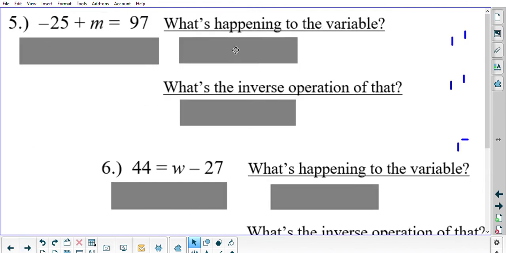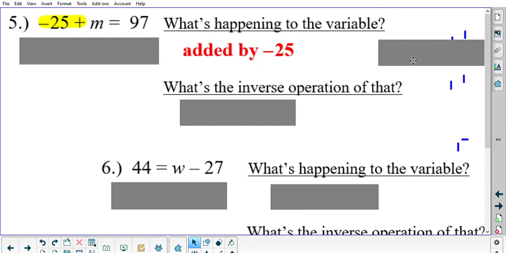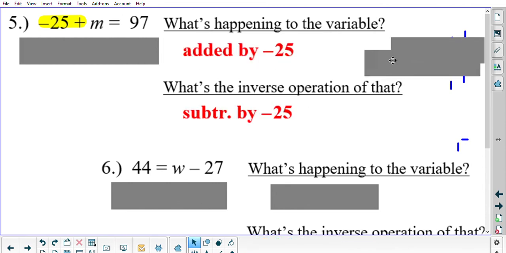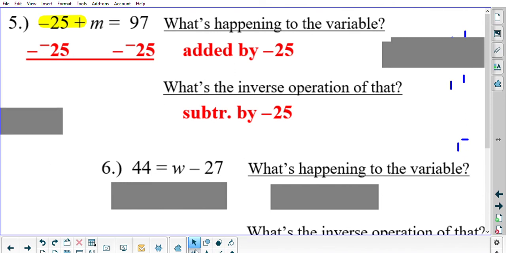All right, problem number 5. What was happening to the variable? We have to read backwards on number 5 because the m was written to the right of the plus. So we're going to read backwards and say that it was being added by negative 25. What's the inverse? Subtracting by negative 25. Do you have the negative sign? Please check. You should have done that on both sides. And as I said on a previous problem, you need to have the dash for the subtraction sign. You also need to have the dash for the negative sign. Please make sure you have both.